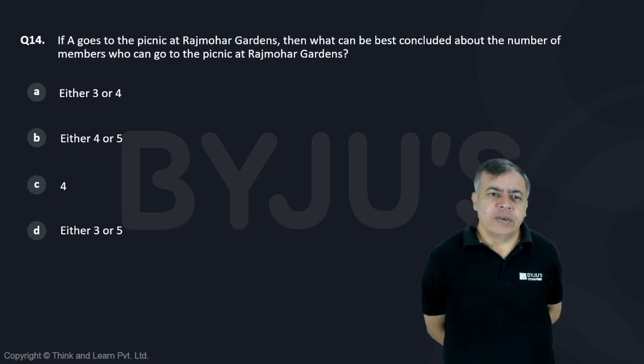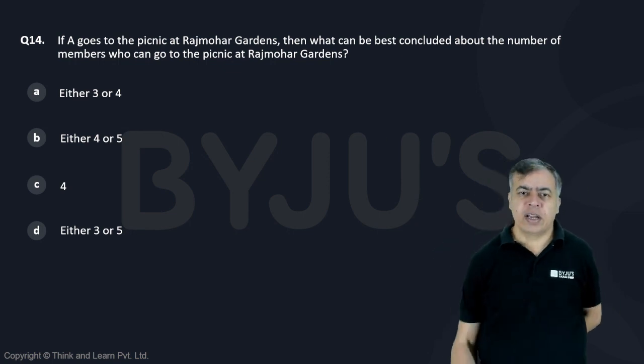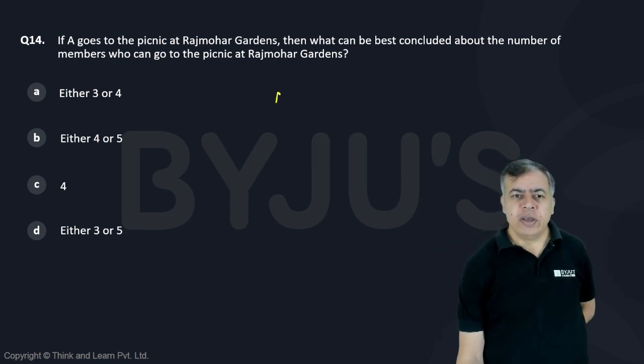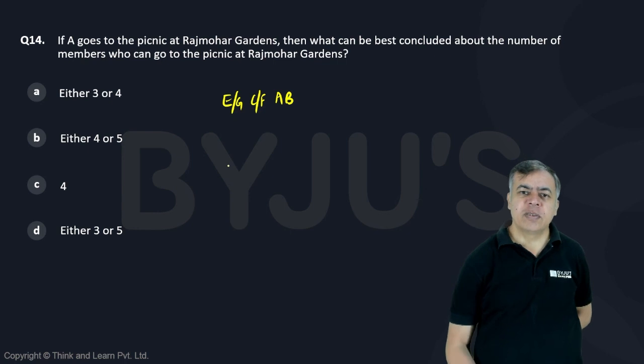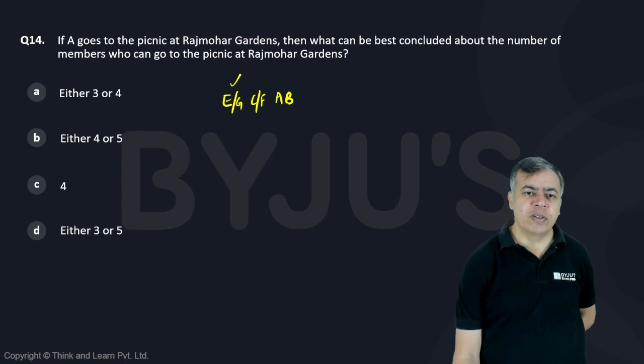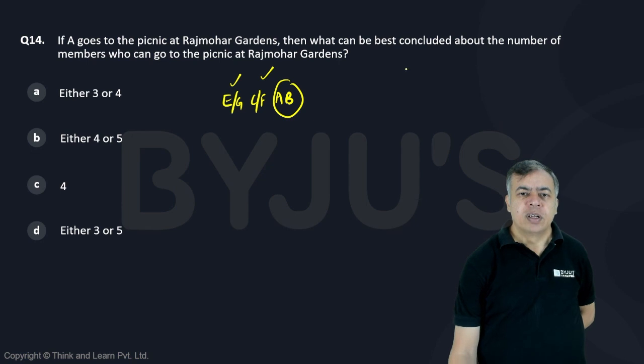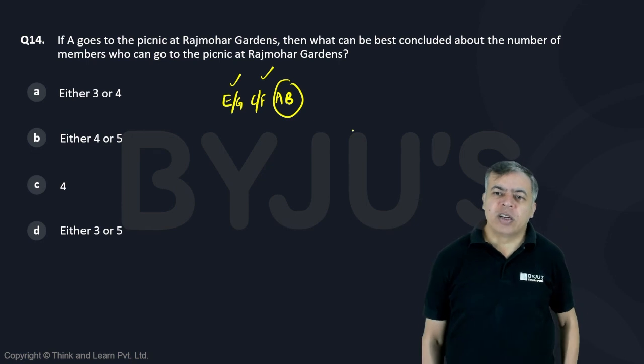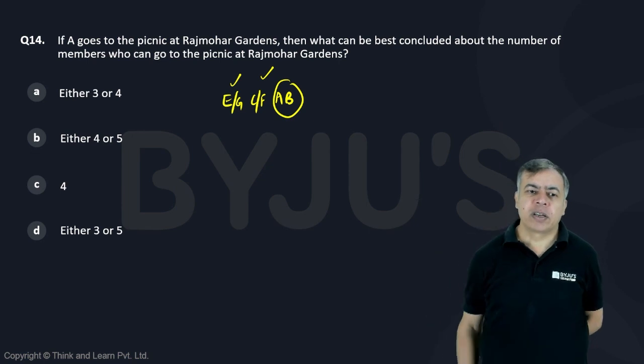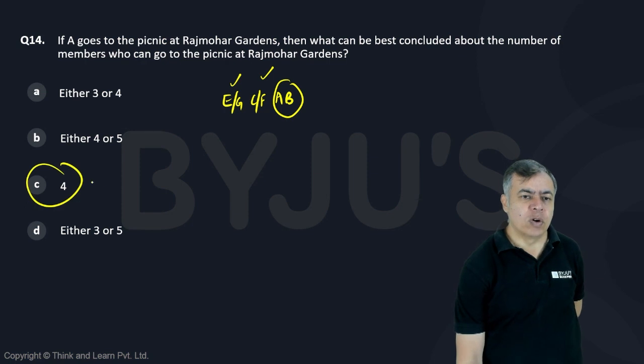Okay, now the question is, if A goes to the picnic, right? Okay, so if A goes to the picnic, B must be there. Here you can have E or G. Here you can have C or F. That was the case. So one member, the head of the family, then this, then A and B. So what can be best concluded about the number of members who can go to the picnic? It is 4, exactly 4.